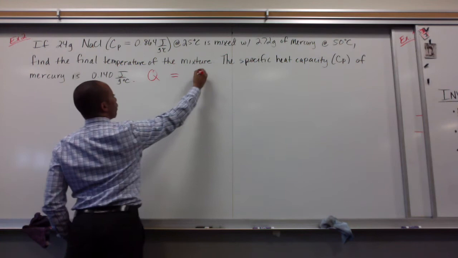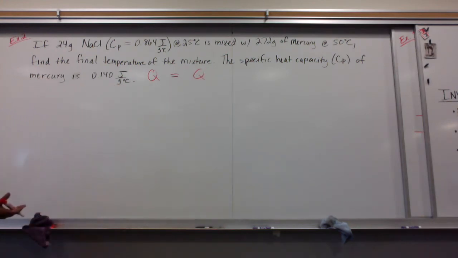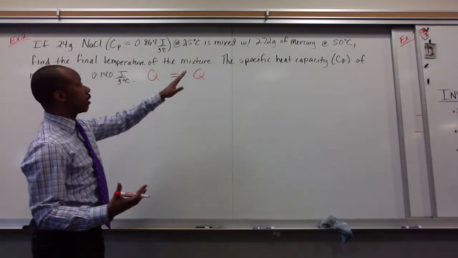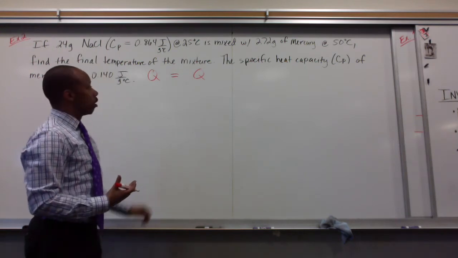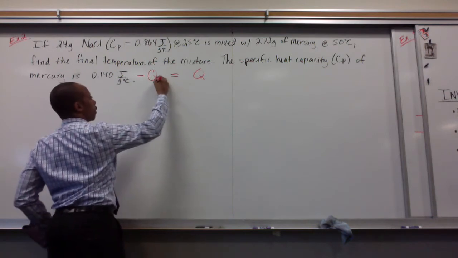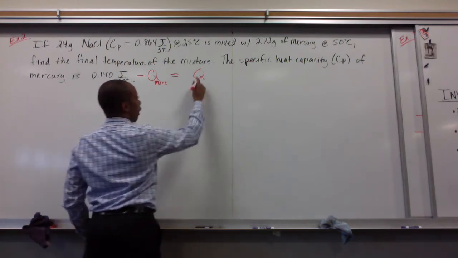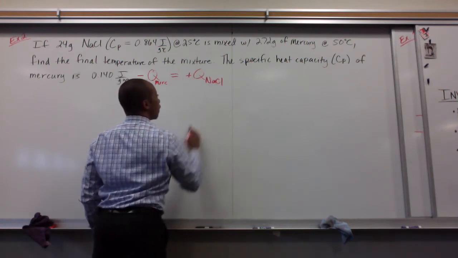The Q lost is equal to the Q gained. First off, what's losing energy? Well, we see which one is at the higher temperature. Mercury is at a temperature of 50 degrees Celsius, whereas sodium chloride is at a temperature of 25 degrees Celsius. So our mercury is what is losing heat. So we can put that as mercury, I'll put merc. And what's gaining is our sodium chloride, NaCl.